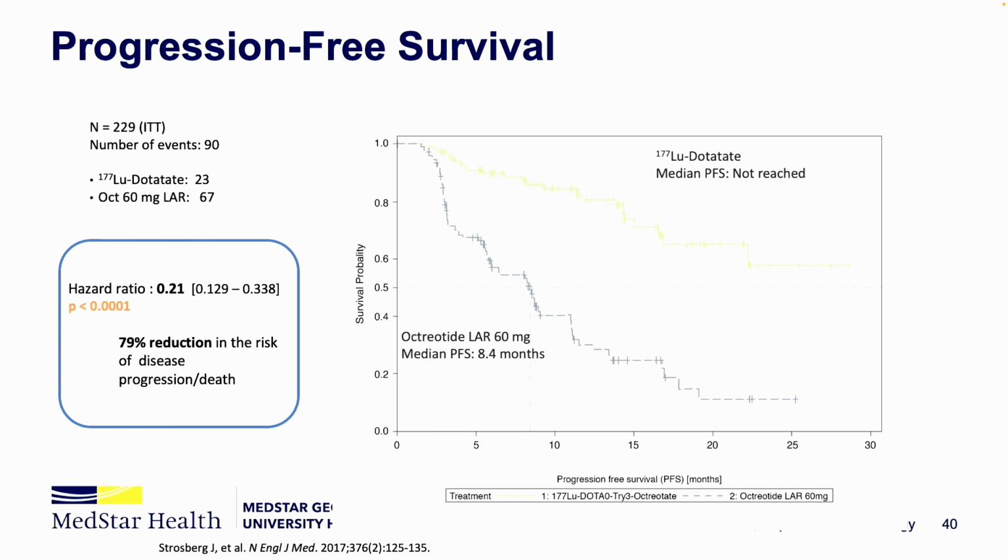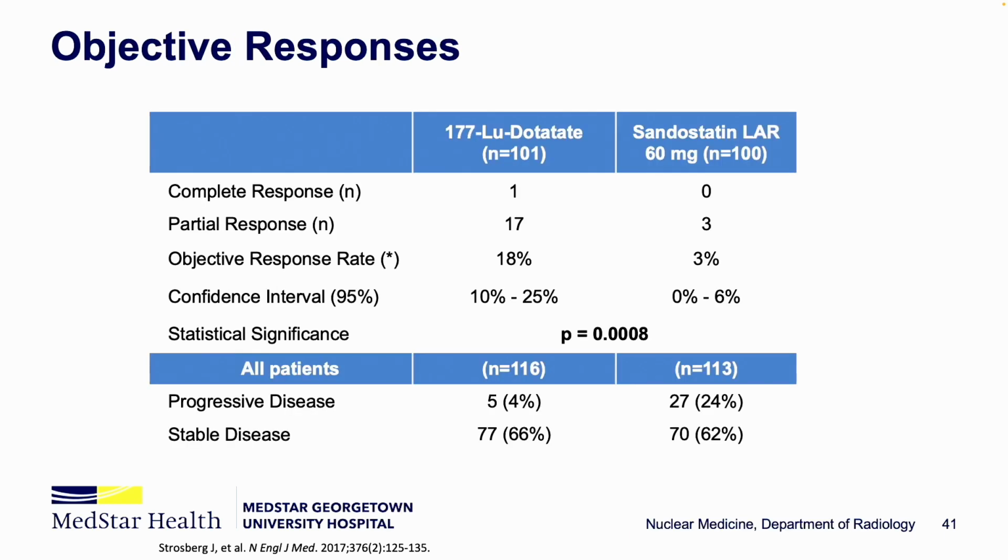Again, we know this data already. It has been around for a few years, but the overall outcome, the prognosis, was better for the patient that had the Lutathera. And you can see the progression-free survival is a lot higher. These are patients that, while they were followed up, the tumor did not progress. So that's the progression-free survival.